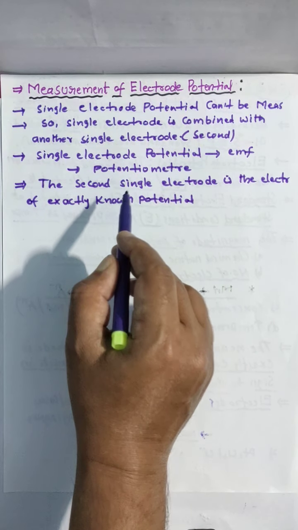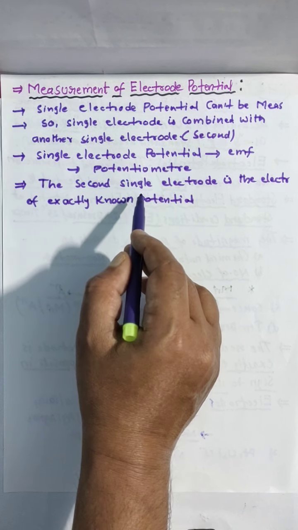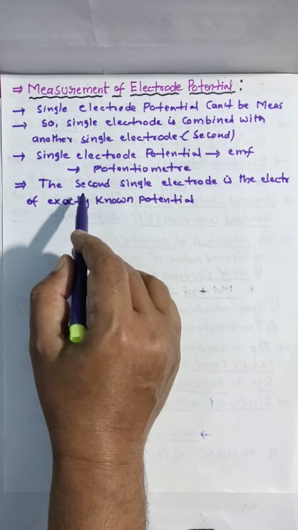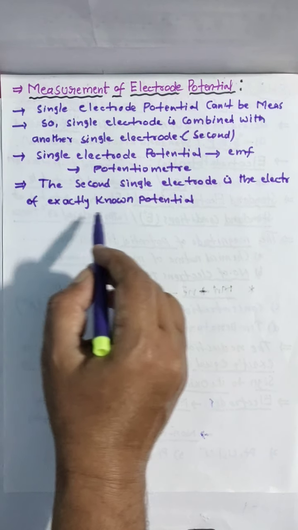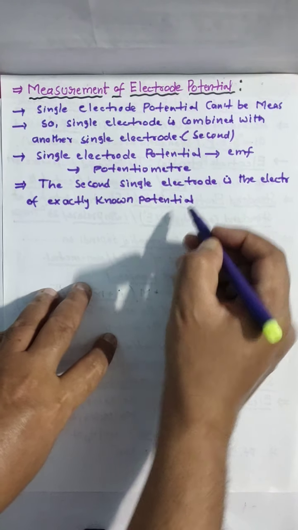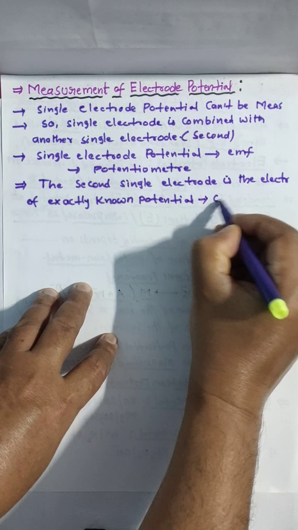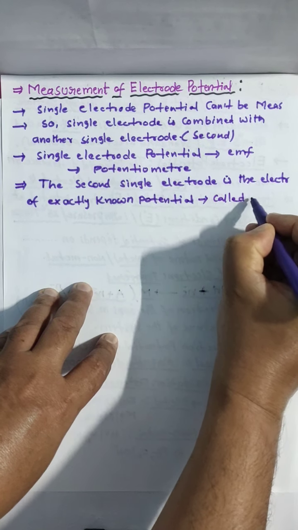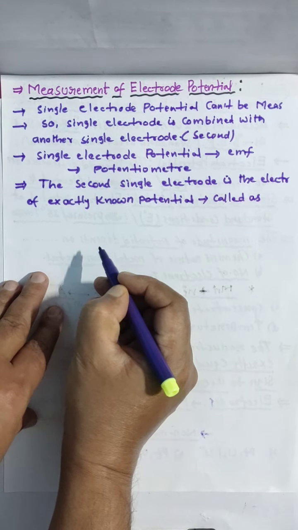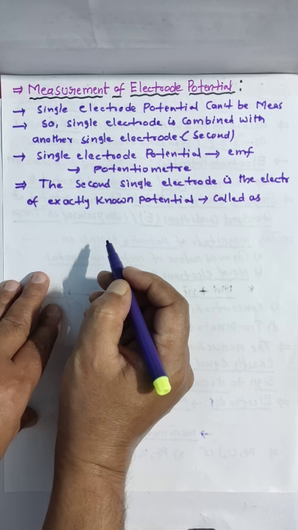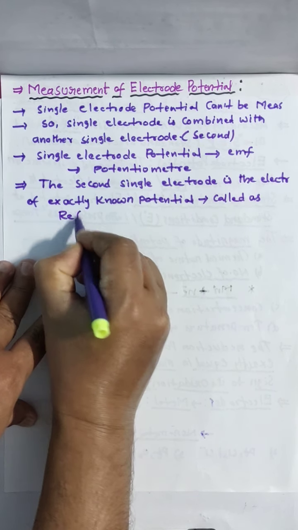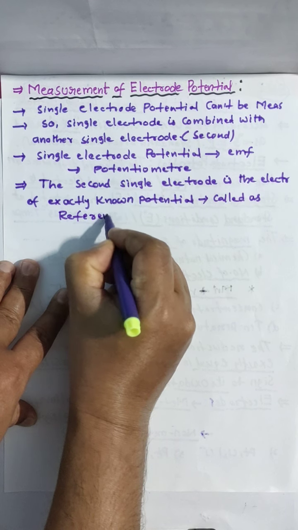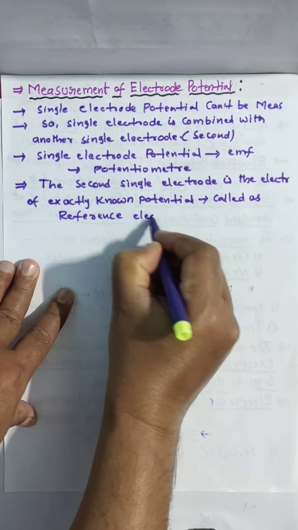We are combining the second electrode now. That second single electrode is the electrode of exactly known potential. That is called, generally, the reference electrode. This you remember. Reference electrode.